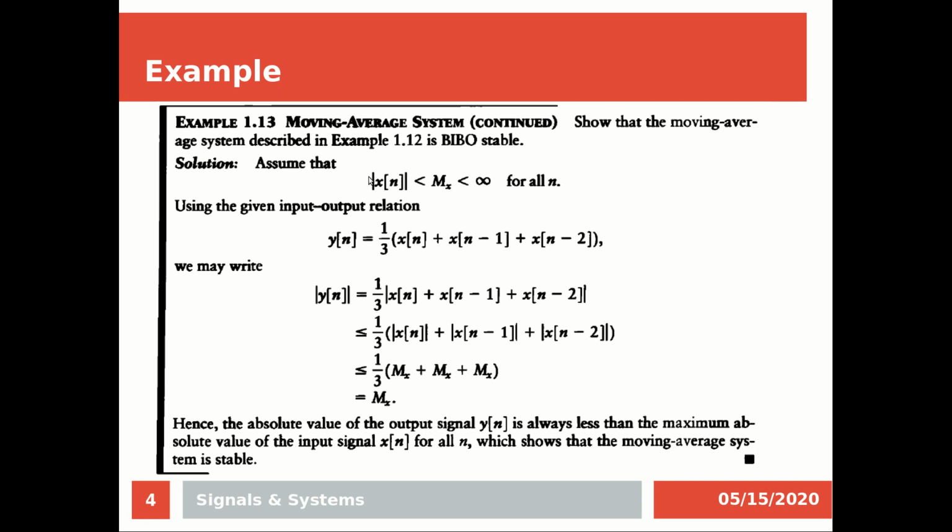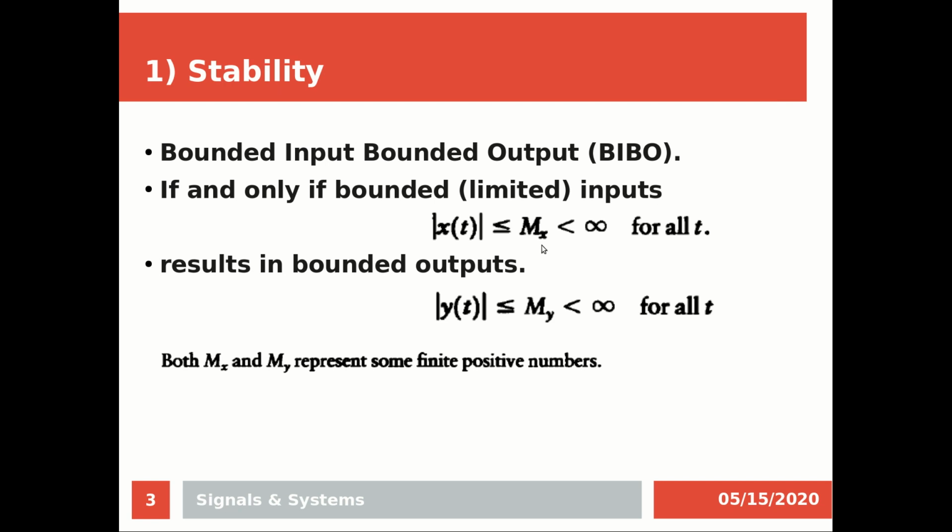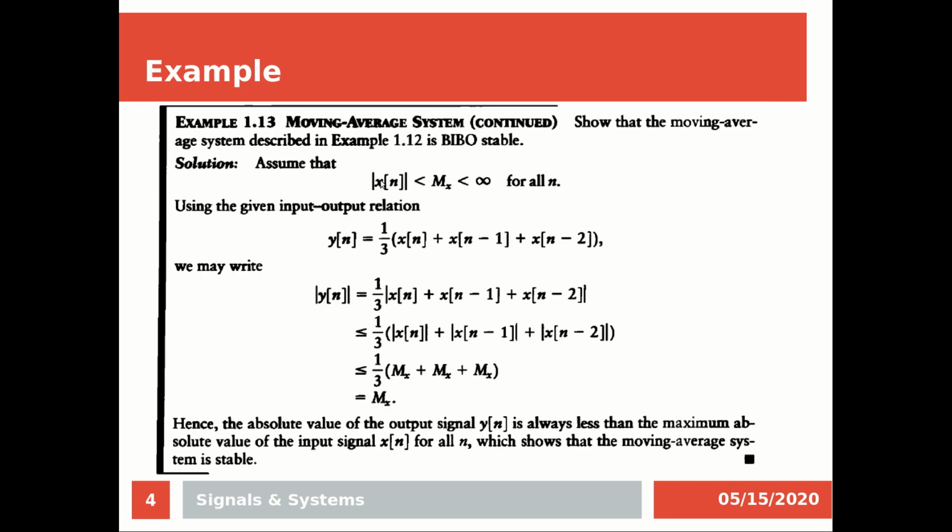Okay, first I write the simple condition: the absolute value of x of n is less than or equal to M_x, which is less than infinity. So I will assume that x of n equals M_x. Then I apply substitution, removing each x of n and putting M_x in its place. Now in my equation for y, I remove this one and put M_x.